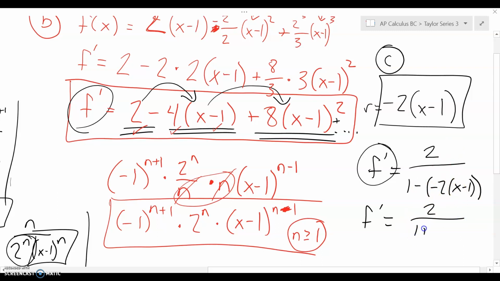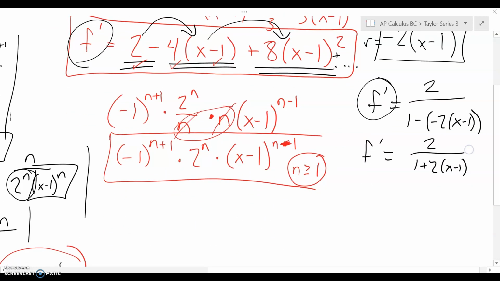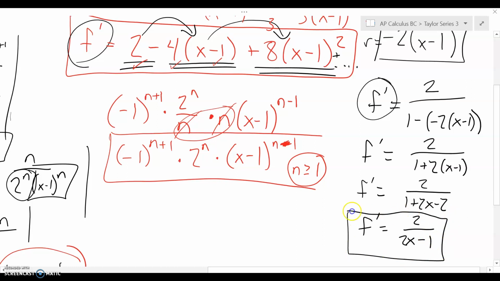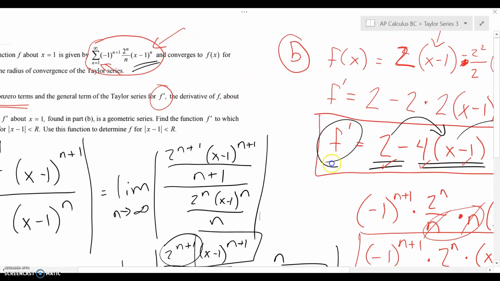We'd have a 1 plus 2 times x minus 1, and we can clean that up a little bit by simplifying. That'd be 1 plus 2x minus 2, and that would be 2 over 2x minus 1. There's our f prime. So that's an equation for the derivative. That's all the infinite terms added together. That's one of the pieces they were asking about.